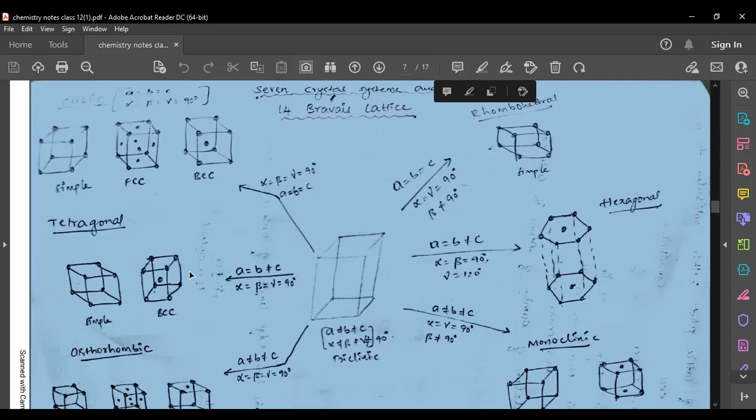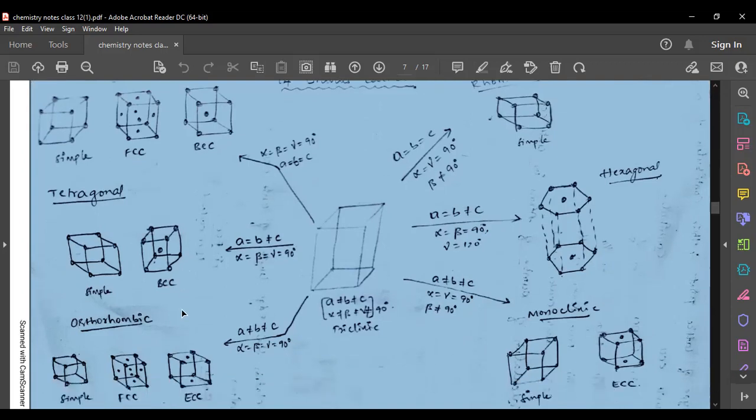When you come to the last row, what is there in the case of orthorhombic and monoclinic? All the sides are different, right? A not equal to B not equal to C in orthorhombic, and A not equal to B not equal to C in the case of monoclinic also. Okay.